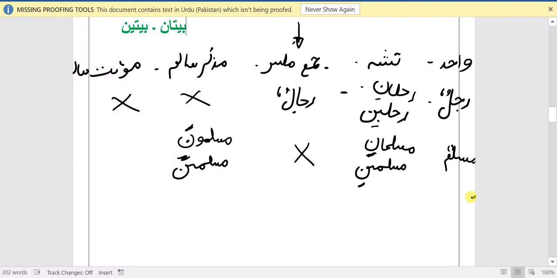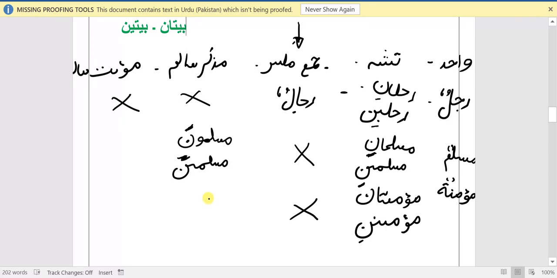Now let's have another example. I'm saying mu'minatun. Mu'minatun means one believing woman. Tasniya is mu'minatani or mu'minataini. Jama mukassar is not available. This is a muannas word, so Jama muzakkar salim is also not available for this one. And the Jama muannas salim is mu'minatun with alif.